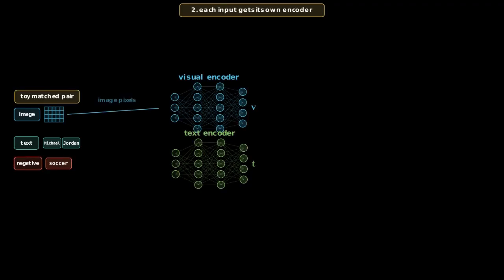Step 2. Each input gets its own encoder. The text branch and the image branch do not merge yet. The red example stays on screen as the negative pair, so the model learns what should not be matched.